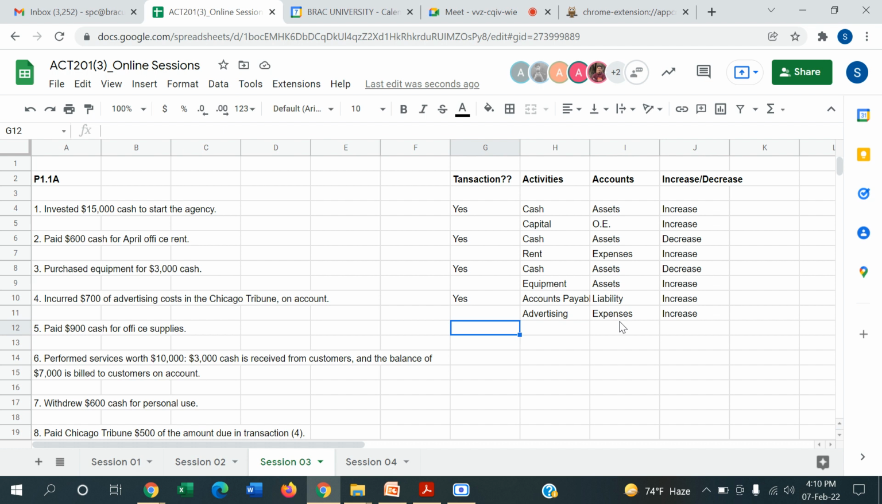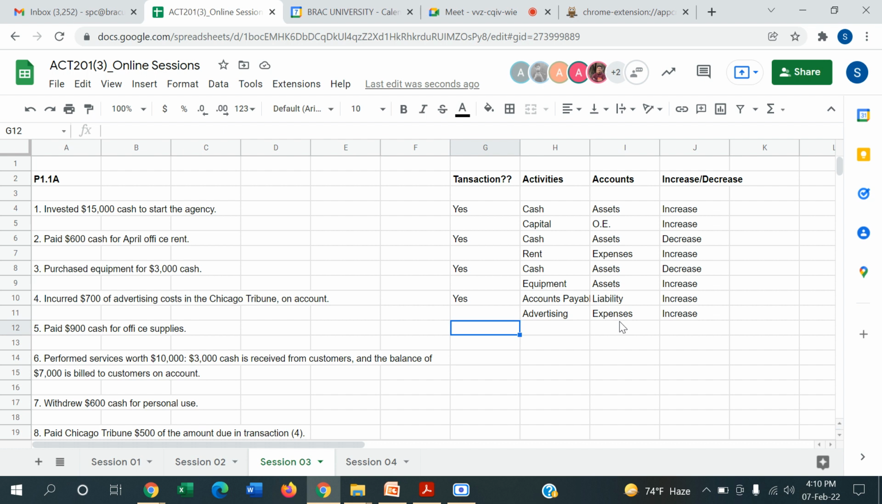So incurred means payment is due? No, it means it has happened. After it happens, you may pay it or may not pay it. If you pay it, cash is gone. If you haven't paid it, then it's considered a due. Okay.